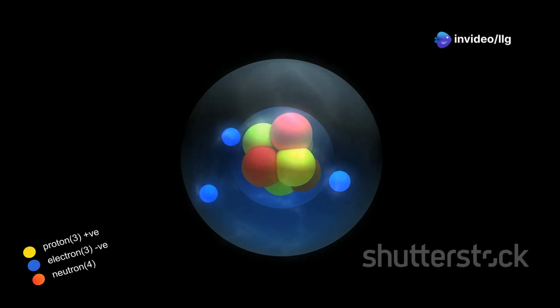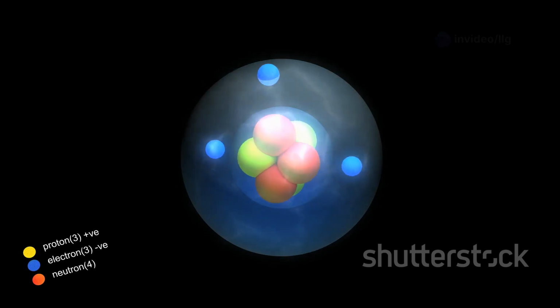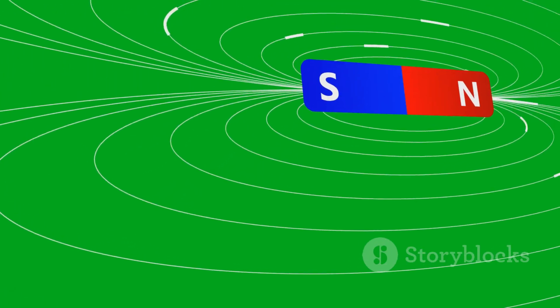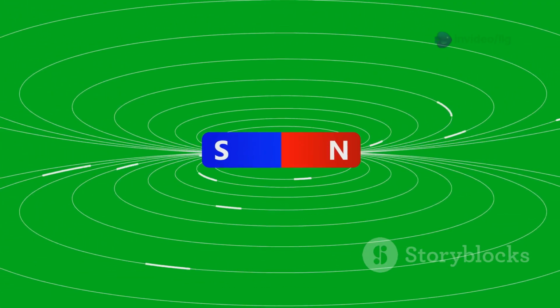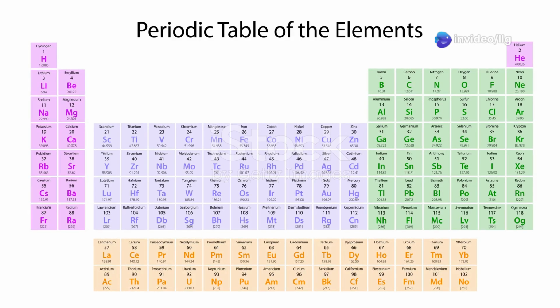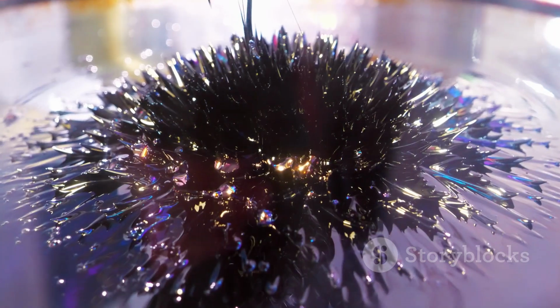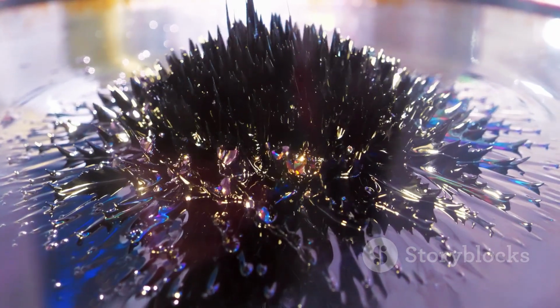In most atoms, electrons are paired up in their orbitals, with one spinning up and the other spinning down. Their magnetic moments cancel each other out, resulting in no net magnetic field. However, in some atoms, like iron, there are unpaired electrons in their outermost orbitals. These unpaired electrons create a net magnetic moment, making the atom magnetic.